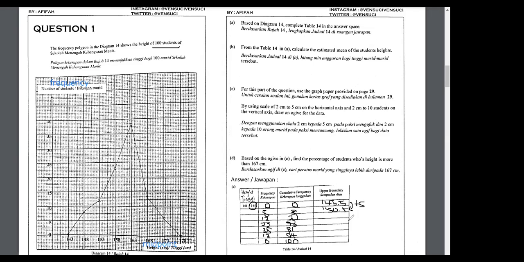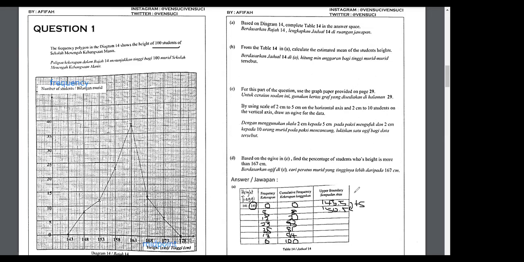For easier understanding, you just get the first upper boundary and then the second upper boundary, and then you subtract to get the difference, and then you add it to each of them, so you get the answer.